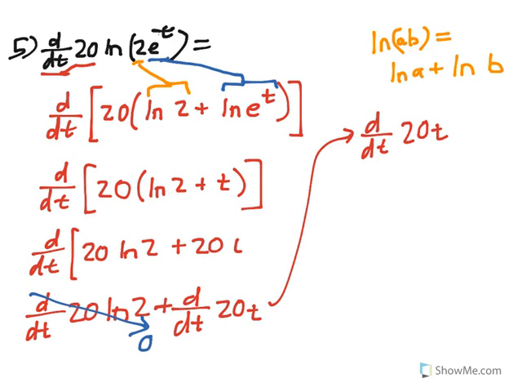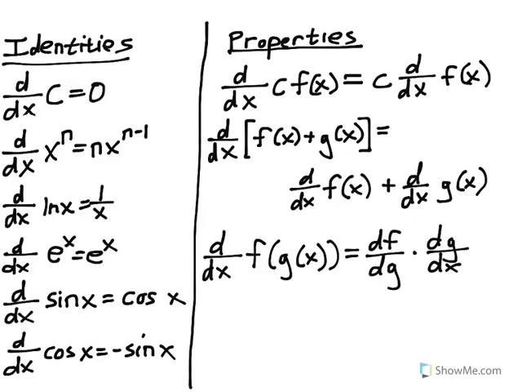of 20t. 20 is a constant, so we can move it outside the derivative. We got 20 times the derivative of t, otherwise known as t to the first power. T to the first power, we can apply the power rule to that, except instead of x's, we got t's. So what we do is we take the 1, move it out in front of the t, and decrease the exponent by 1.